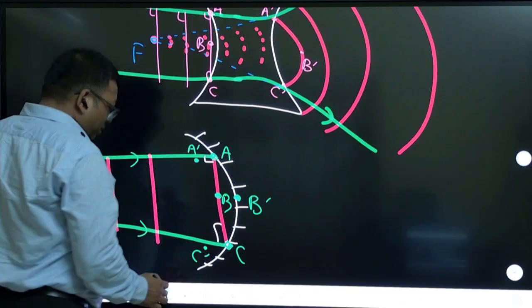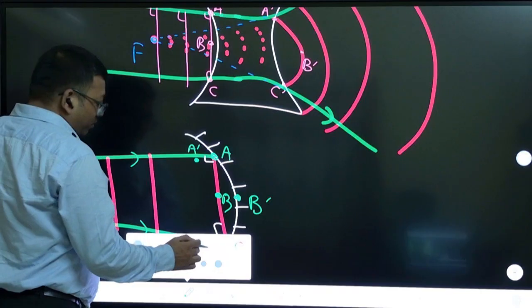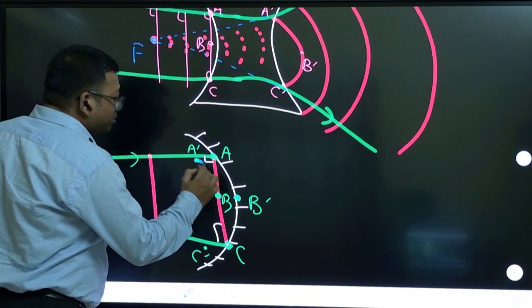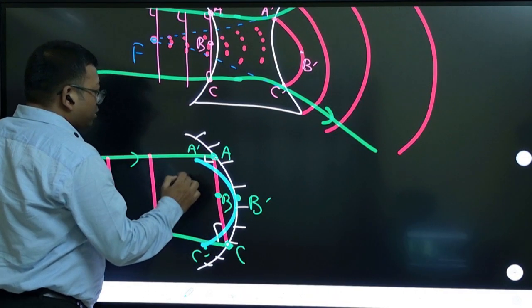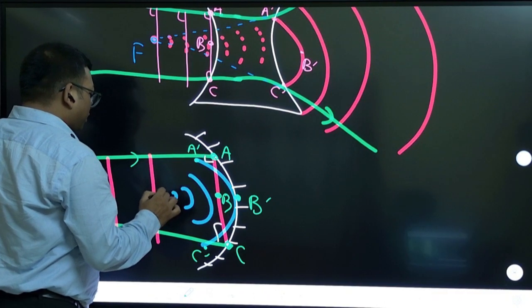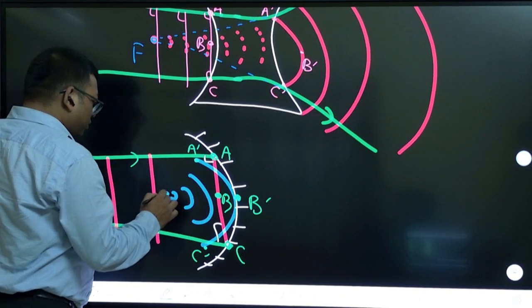C does. Now you try to join the wave fronts. I will use different colors. To join A dash, B dash, C dash, we need to do like this. So like this it will happen gradually. Its radius will decrease. It will be coming from a point. That point is what is the focus here.